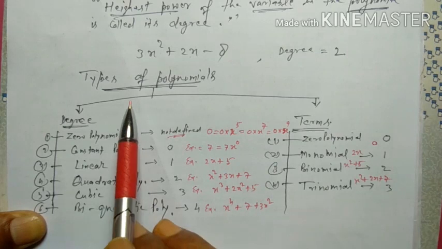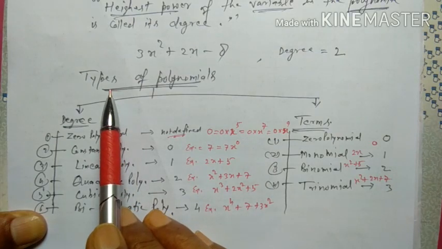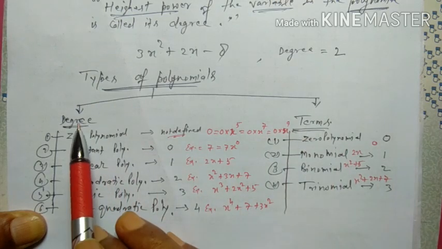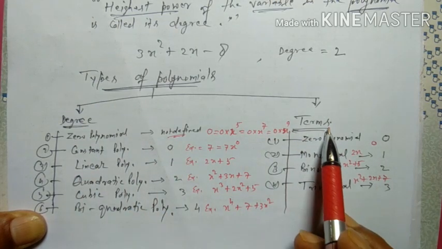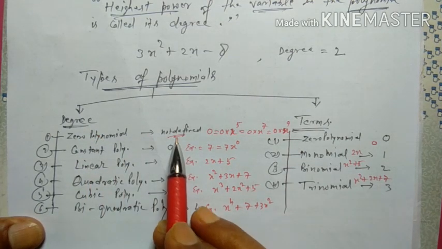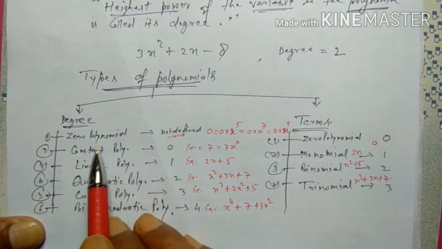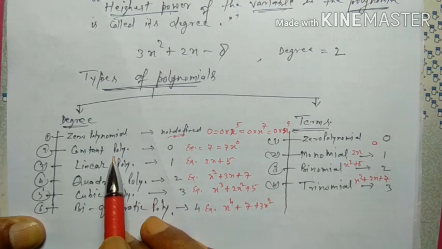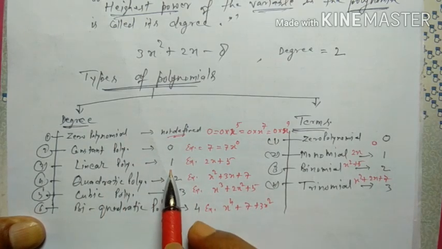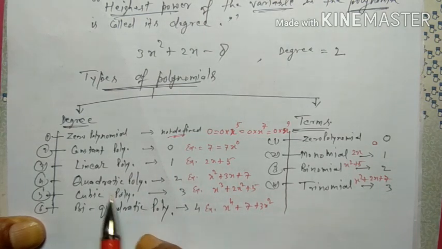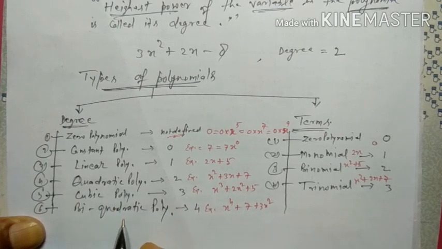So our topic is types of polynomial. Types of polynomial are divided in two parts, on the basis of degree and on the basis of terms. On the basis of degree, when degree is not defined, this is known as zero polynomial. When degree is 0, constant polynomial. When degree is 1, linear polynomial. Degree 2, quadratic polynomial. Degree 3, cubic polynomial. Degree 4, biquadratic polynomial.